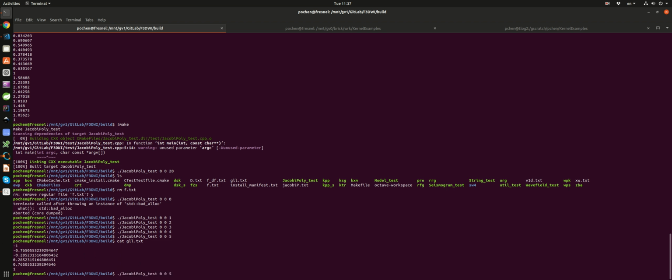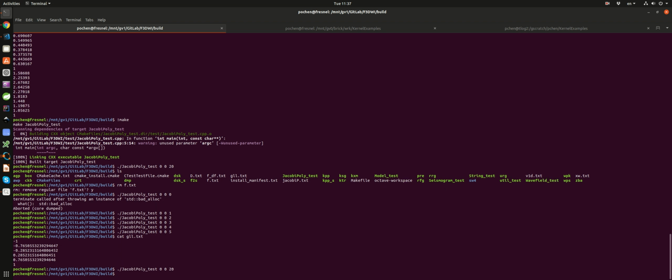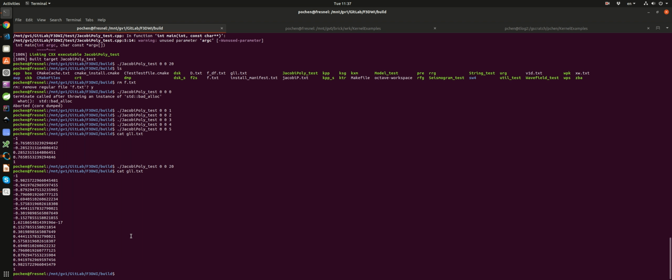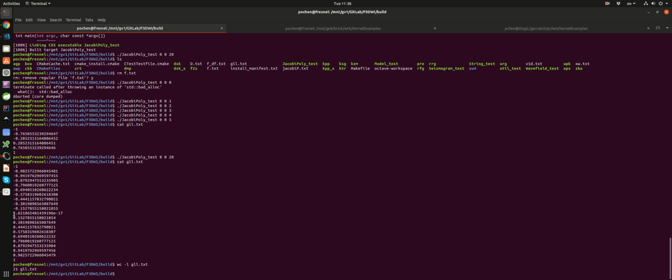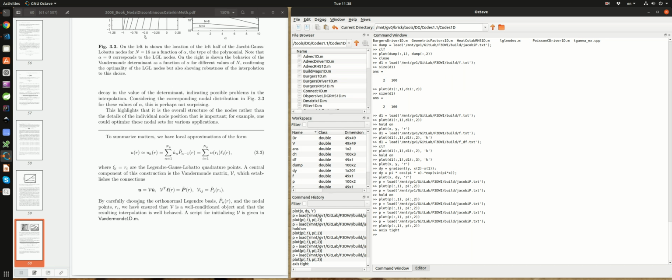If I do 20 points, it's going to give me 21 sampling points, wc on the cached GL text file, 21, because you also have a sampling point in the center, which is 0. Again, there are more data points close to the boundaries than in a uniformly distributed sampling. So that's a function for computing the sampling points ri, so the sampling points r are the GLL quadrature points.